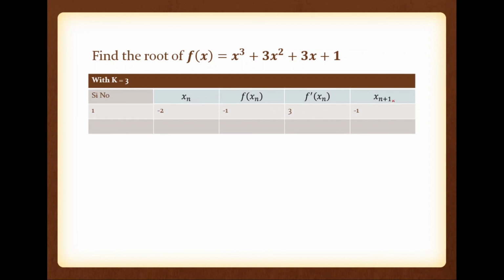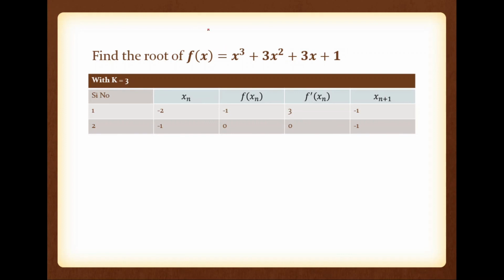So what about xn plus 1? This is minus 2 minus k, equal to 3, so into 3 into minus 1 divided by 3. So we have minus 1. Xn plus 1 is minus 1. Now what about second iteration? Second iteration, xn is minus 1, f of xn is 0. Means minus 1 is exactly the root of the given equation. So f of xn is 0. Now f dash of xn is 0. Why f dash of xn is 0?